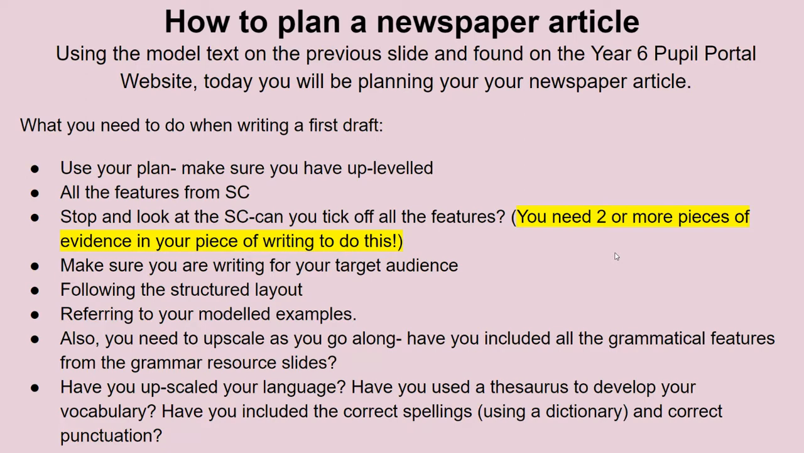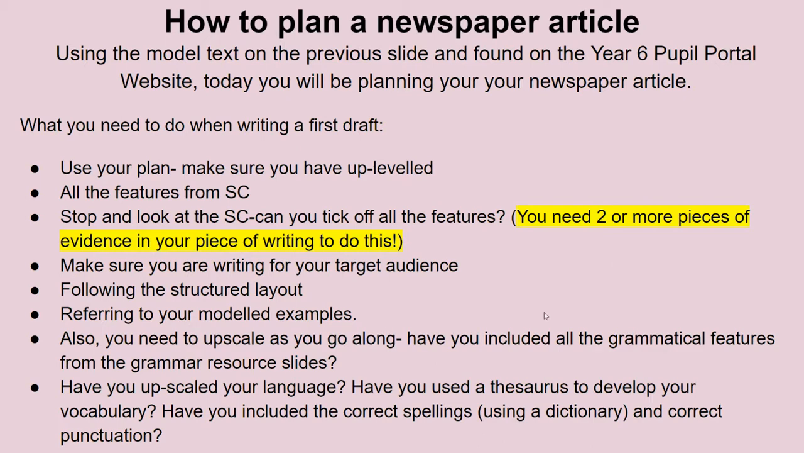You've got all the features from the success criteria, and you are stopping and looking at the success criteria, thinking, can I tick off more than 2 or 3 of these pieces of evidence? Can I evidence my learning? Can I sit back and go, okay, I've included that, and I've included that, and I've included that? Can you provide evidence if someone was to ask you as well?